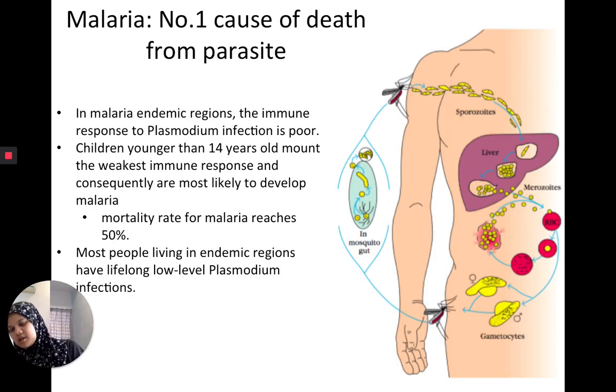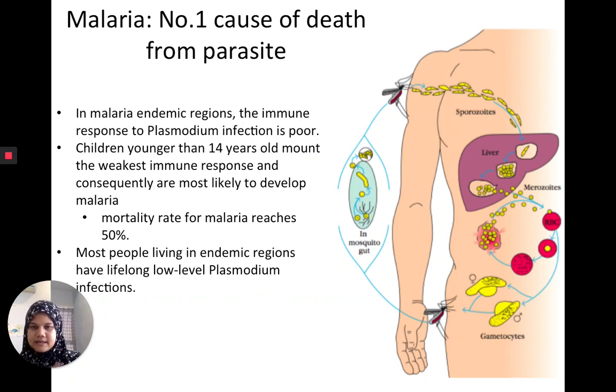So we're going to talk about malaria as our model protozoan parasitic disease, because it's really the number one cause of death from a parasite, and it's not so common in Malaysia. If you look at Sabah and Sarawak, they have more cases of malaria there. It's usually in areas that are more rural, and they'll be endemic. It means it's always there.